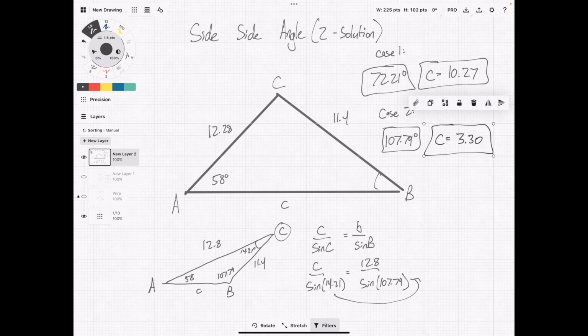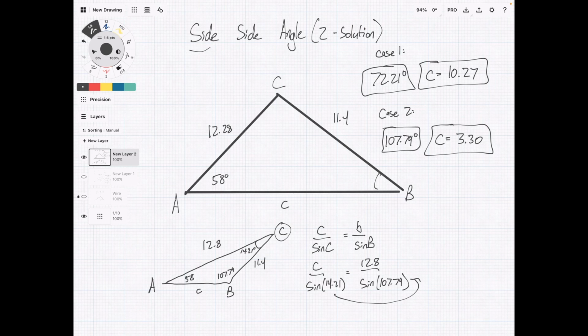All right, so after doing all that, we basically realized that given the initial sides of 12.8 and 11.4, and A equal to 58 degrees, we have two very plausible solutions, or two solutions that actually fit the constraints. In the next video, we're going to look at an example where there is actually no solution, or no triangle that satisfies the constraints.